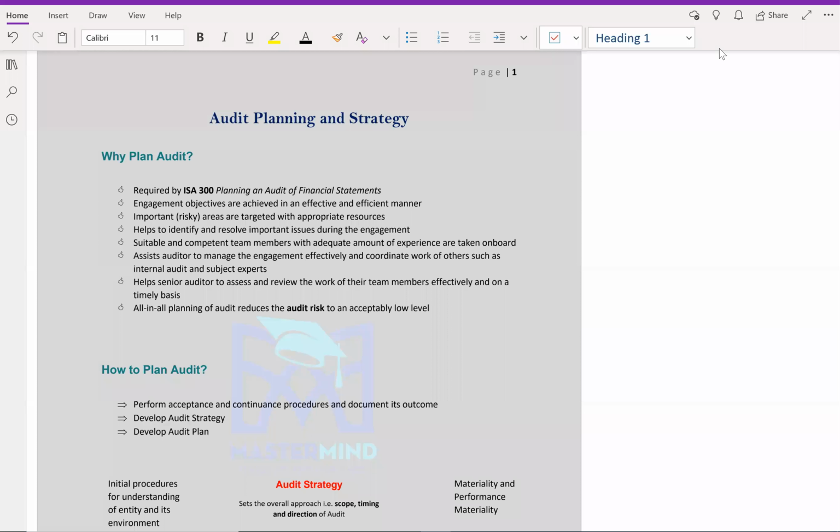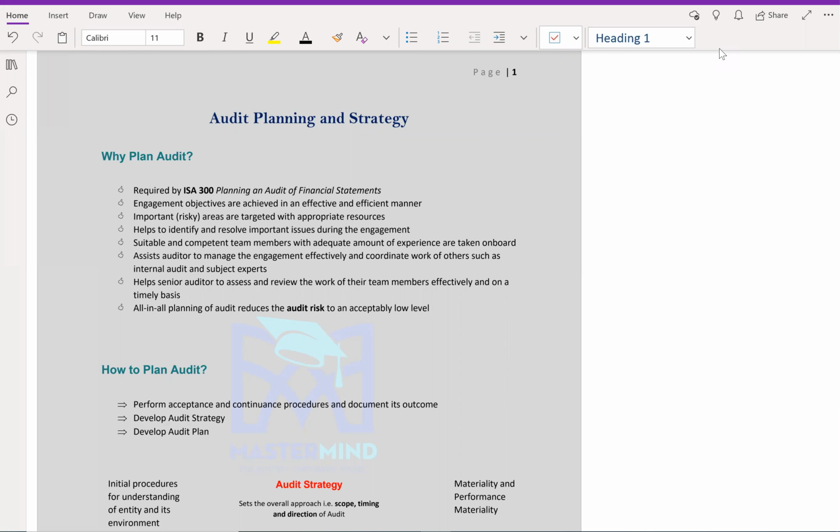You basically have two major things, right? So in any case, it's not just audit. In any case, you have a plan and you have a strategy to achieve that plan, correct? Now, why plan audit? Why do you need to plan audit? So there are certain points that you need to remember, and this might come in the exam as well, right? So you need to remember these.